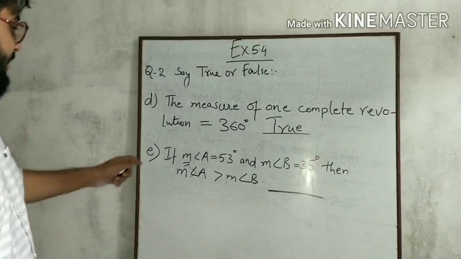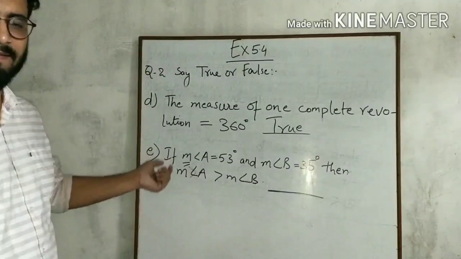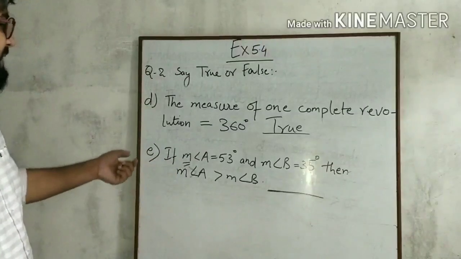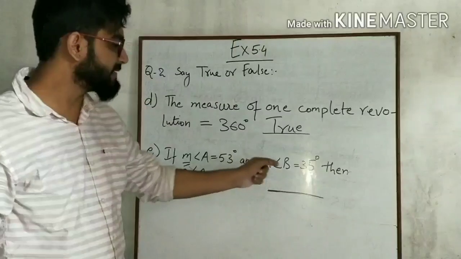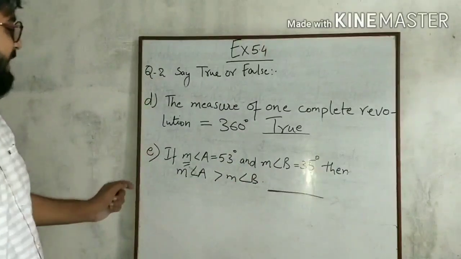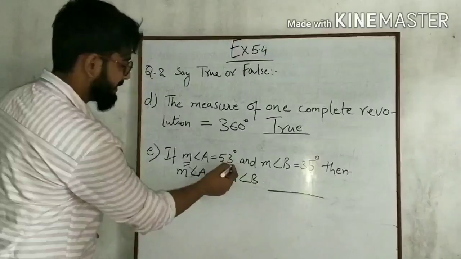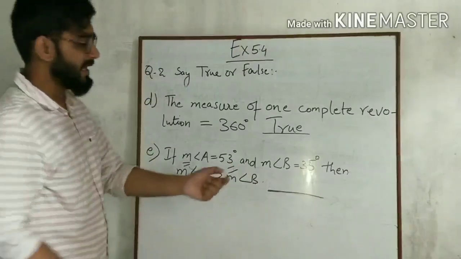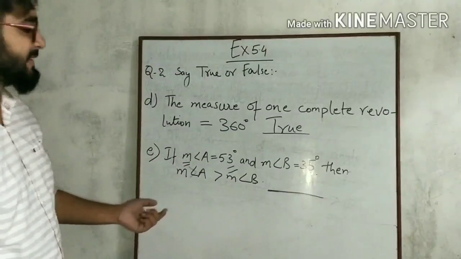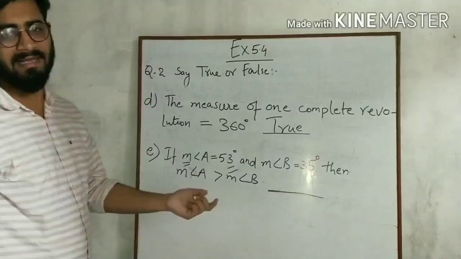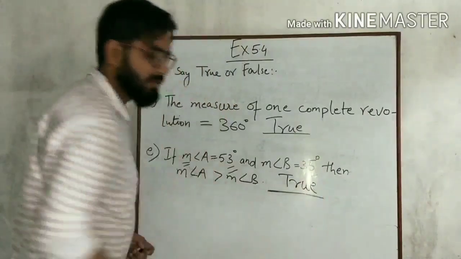Now the E part. If m angle A is equal to 53 degrees, what does this m mean? Measurement, or measure. If the measurement of angle A is equal to 53 degrees and the measurement of angle B is equal to 35 degrees, then the measurement of angle A is greater than the measurement of angle B. Yes, because angle A is 53 degrees and angle B is 35 degrees. So we can clearly see that angle A is greater than angle B. So it is also true. E part is also true.